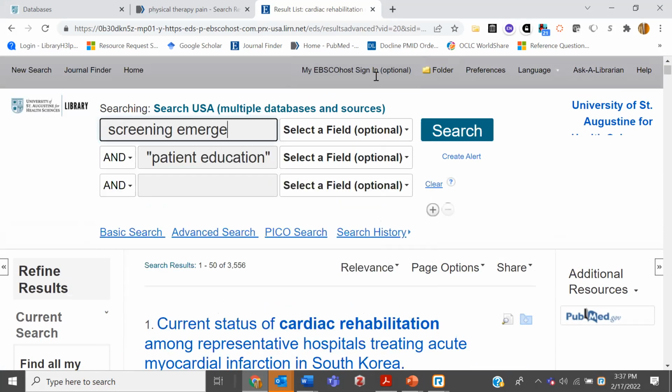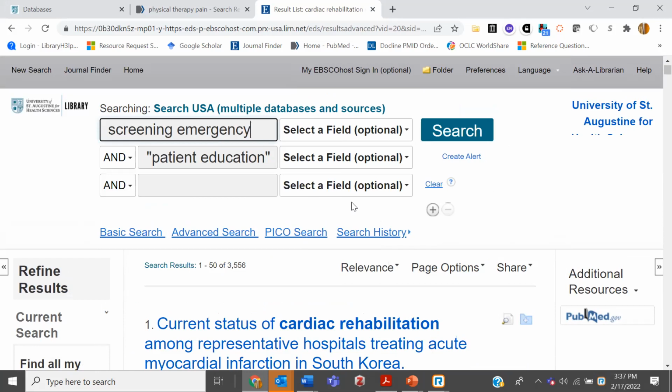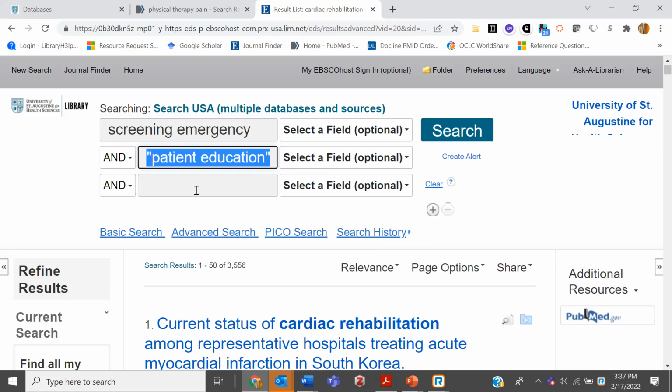Screening, emergency. So emergency room screening programs that target patient education on whatever topic. It might be stroke, it might be cardiac, it might be fall prevention, but you can see how patient education and screening programs completely unrelated to the cardiac aspect might still be useful, right? If you have a really successful screening and patient education program for stroke, that has relevance, right?